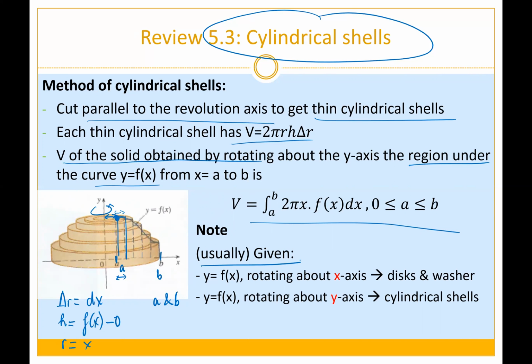Note that usually this is where you're going to see what method you're going to use. If you have y = f(x) rotated about the x-axis, you're going to use disks and washers. If you have y = f(x) rotating about the y-axis, you're going to use cylindrical shells. But that's not the general case. That's just something I noticed during my time as a student and also a tutor. I would say in many cases, both of them should work. It's just which way is going to be easier for you, with simpler calculations.